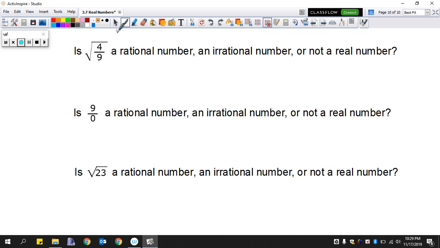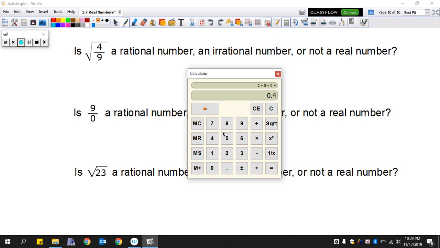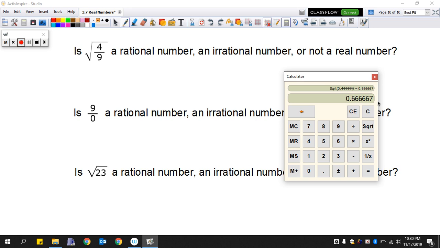Square root of 4/9. Well, if I say 4 divided by 9 is equal to that, and take the square root, I end up with 0.666667, and you can see here that it repeats, and then here at the end it's rounded up, so it is a rational number. All right.